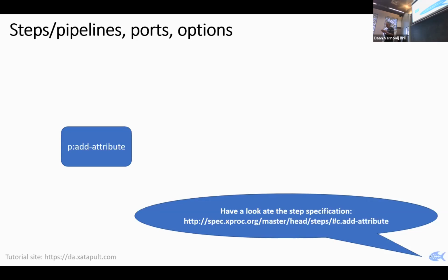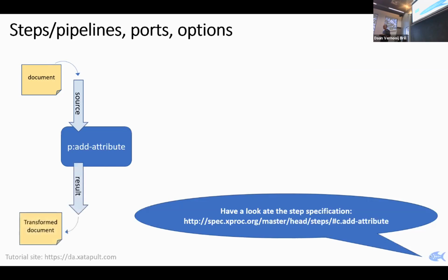So what are the things you have to deal with if you work with XProc? And we use p:add-attribute as an example. Well, all steps, or all pipelines, have ports, and ports are the things the documents flow in and out. So p:add-attribute has a source port through which a document flows in, an XML document in this case, or an HTML document. And of course, it also has a result port through which documents flow out. Ports are important concepts in XProc.